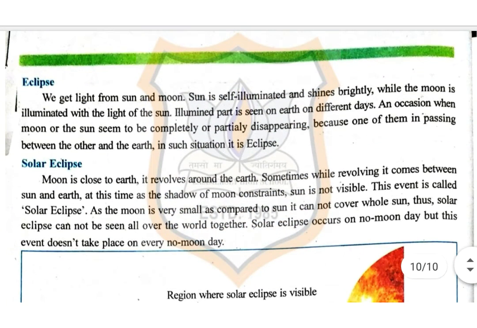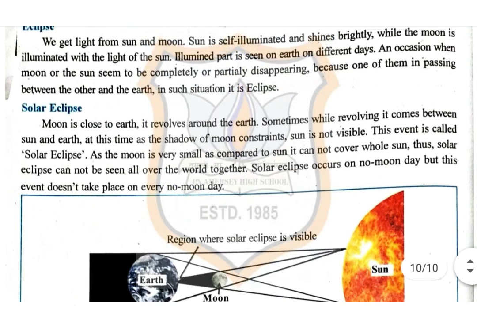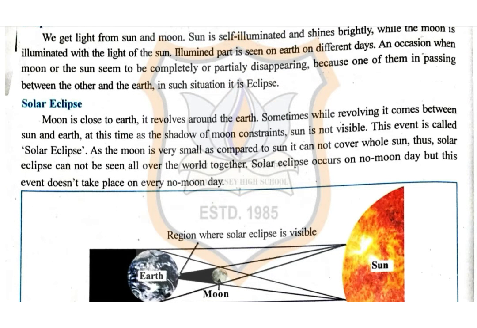Next topic is eclipse. We get light from the sun and moon. The sun is self-illuminated and shines brightly, while the moon is illuminated with the light of the sun. The illuminated part is seen on the earth on different days. An occasion when the moon or the sun seems to be completely or partially disappearing because one of them is passing between the other and the earth. In such a situation, it is an eclipse.